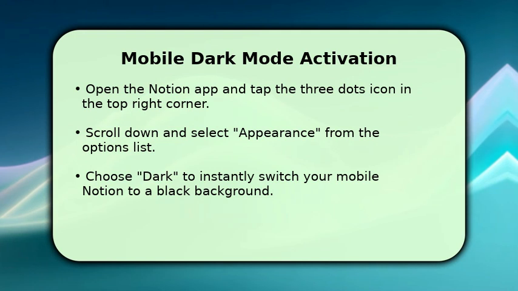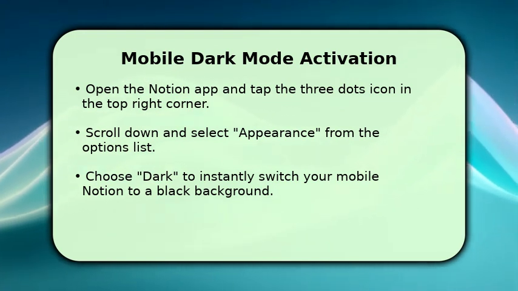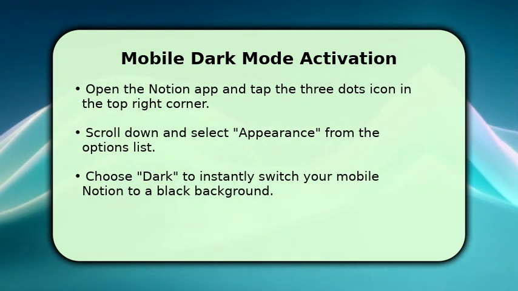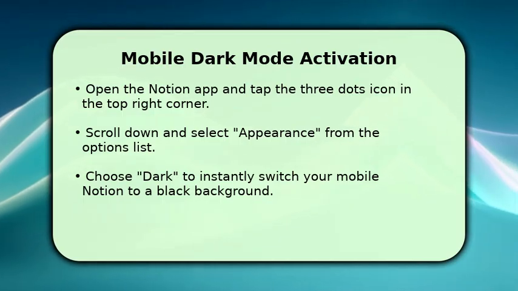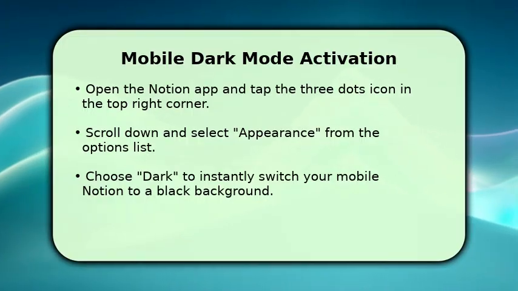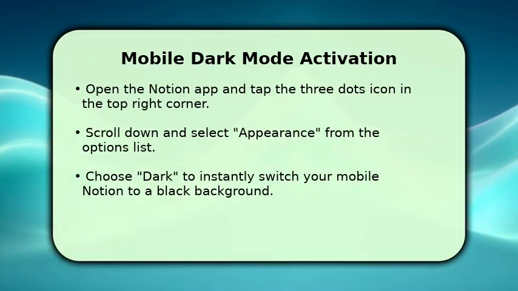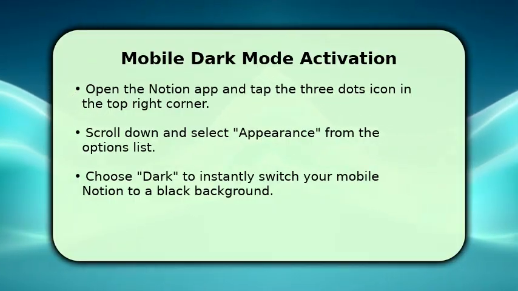Open the Notion application and tap on the three dots icon, usually located in the top right corner of your screen. This action will open a menu with various settings. Scroll down until you see the Appearance option and tap it. Finally, choose Dark to immediately apply the black background theme to your mobile Notion interface.